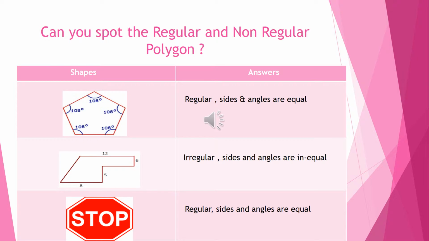Let's see some examples of irregular and regular polygons now. In one column, the shapes are given. Can you determine which of them are regular and which of them are irregular? Now that you have had time to think about it, let's look at the answers. Number 1 is a regular polygon because its sides and angles are equal. Number 2 is an irregular polygon because its sides and angles are unequal. Number 3 again is regular.